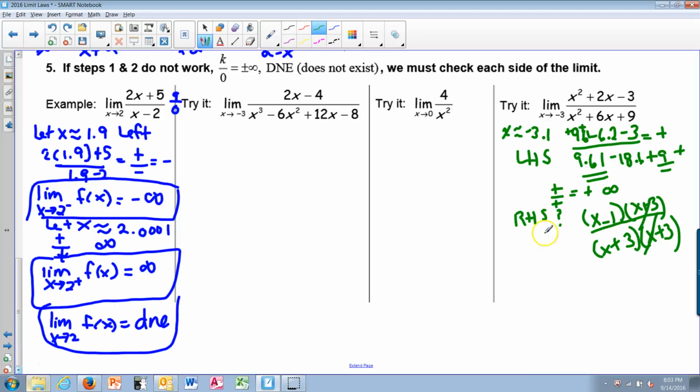If I do the right-hand side, and remember this is negative 3, so just to the right of negative 3 would be like negative 2.9. So if I substitute that in, the numerator is negative, but negative 2.9 into the denominator is positive, so that's a negative infinity answer. So again, this side does something different on the left and the right. So I know the limit as x approaches negative 3 from both sides simply does not exist.